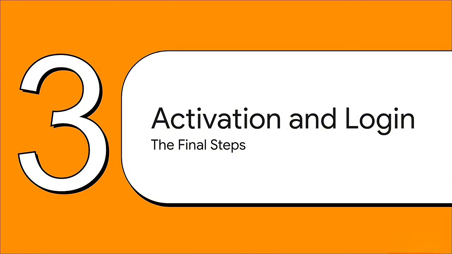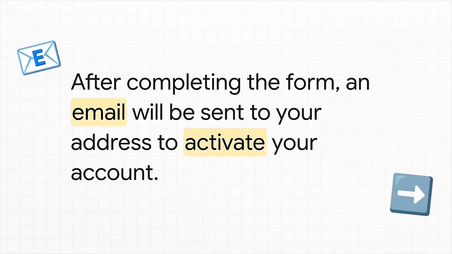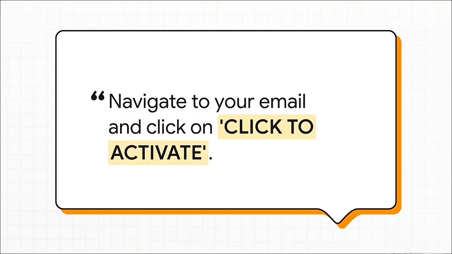Seriously, we're on the home stretch. Just a couple more clicks and you're in. Step 3 is super easy. Activate your account. As soon as you submit that form, Snowflake shoots an email right over to the address you gave them. So all you got to do is jump into your inbox, find that email, and you'll see a big button that says Click to Activate. Give that a click and boom, your email is verified and your account is ready to go.